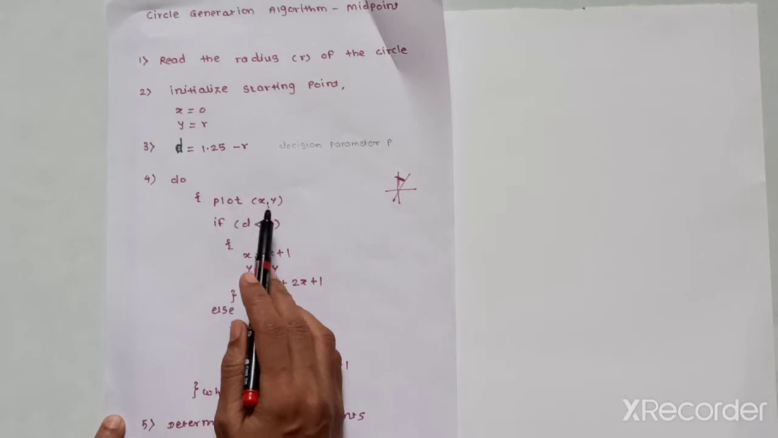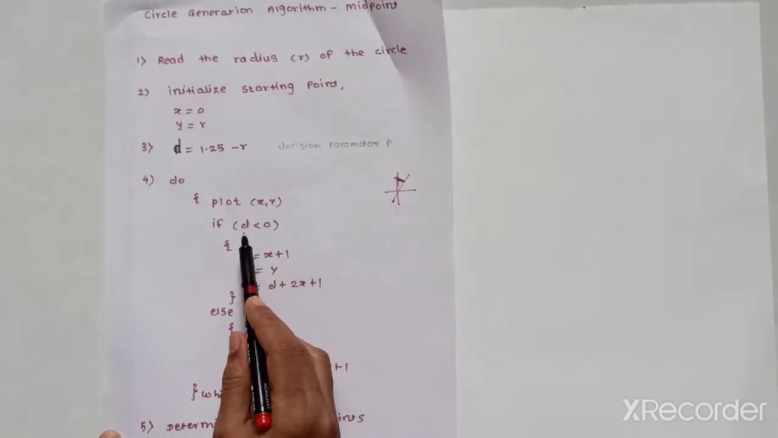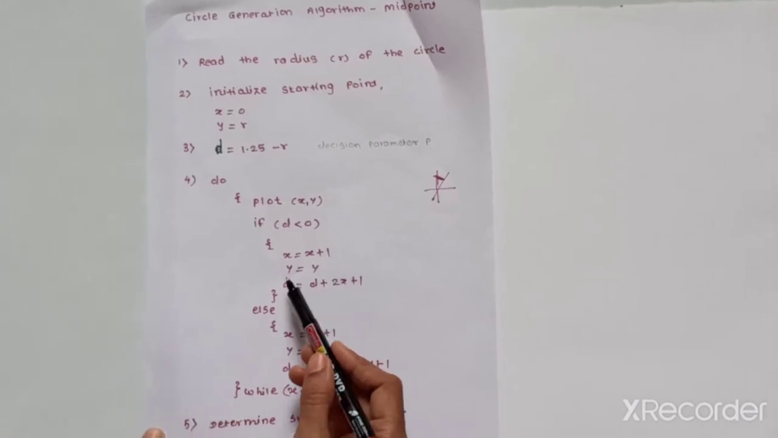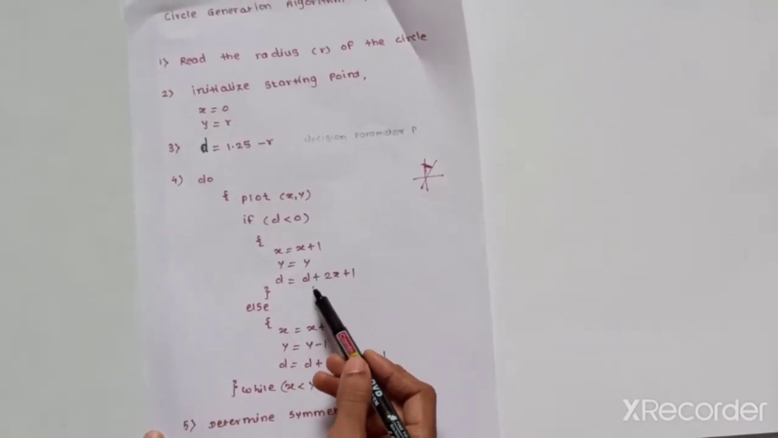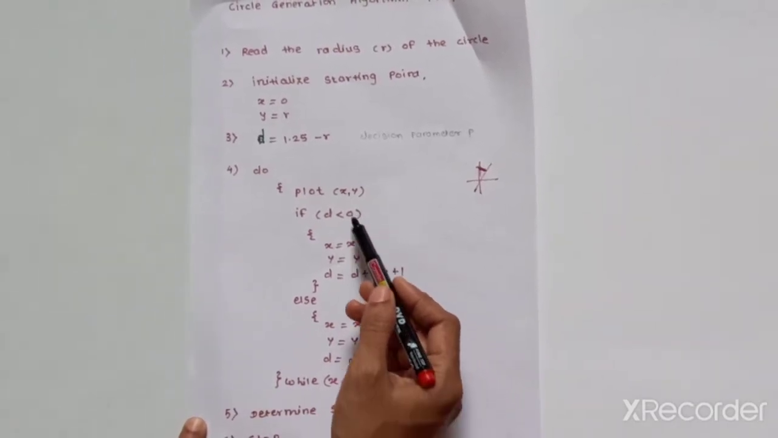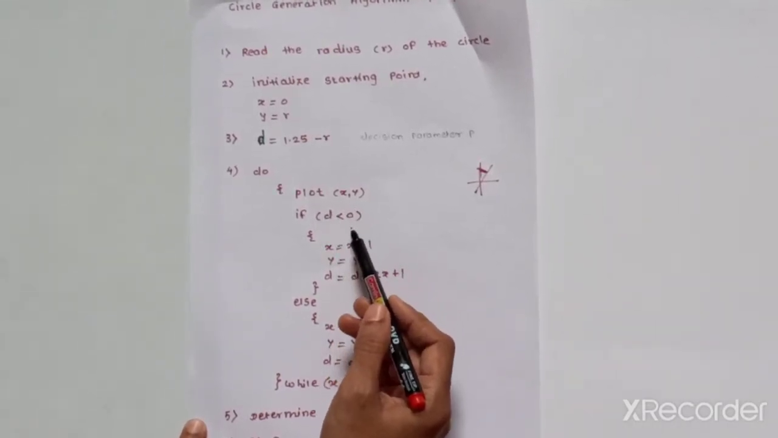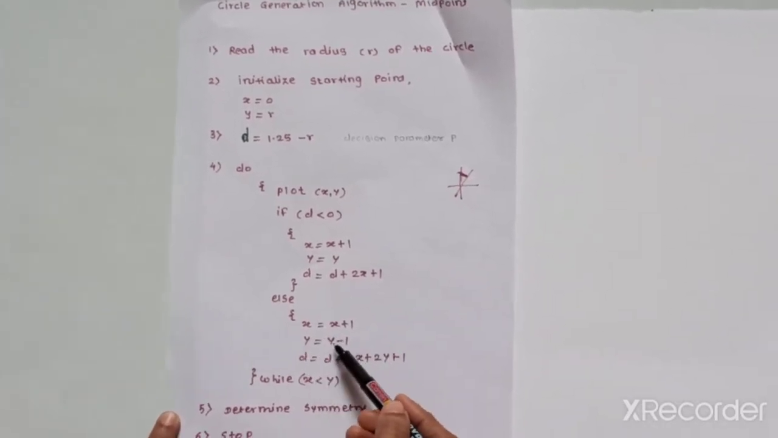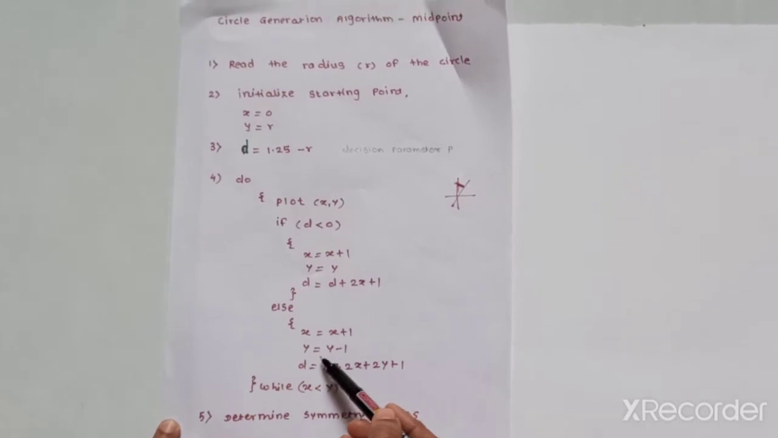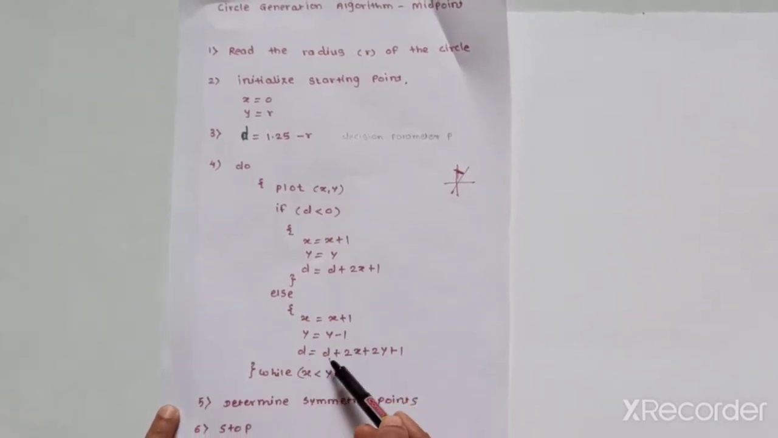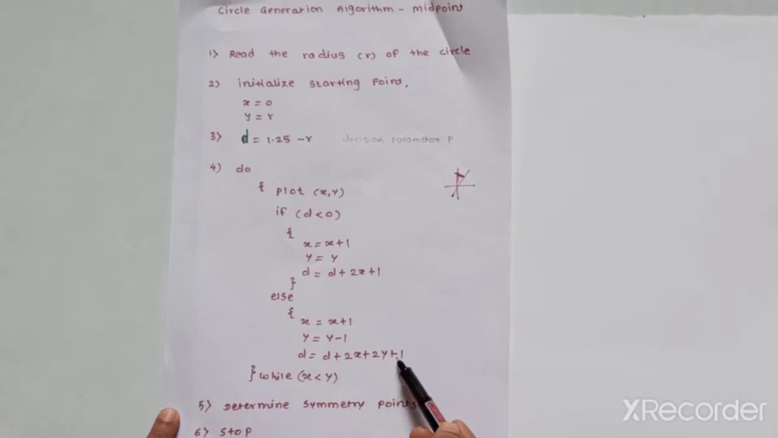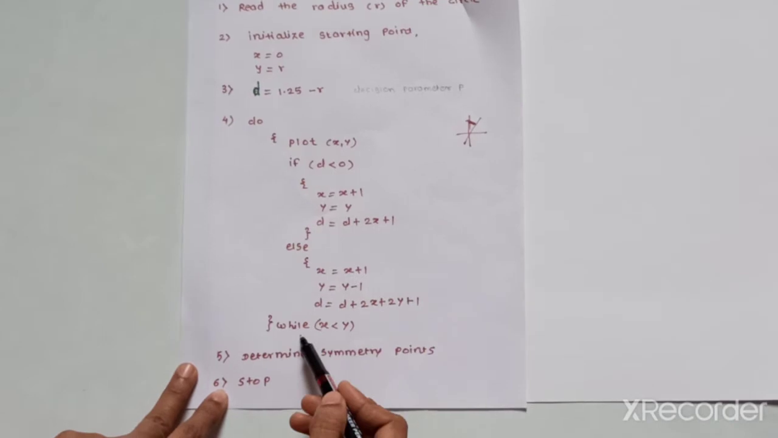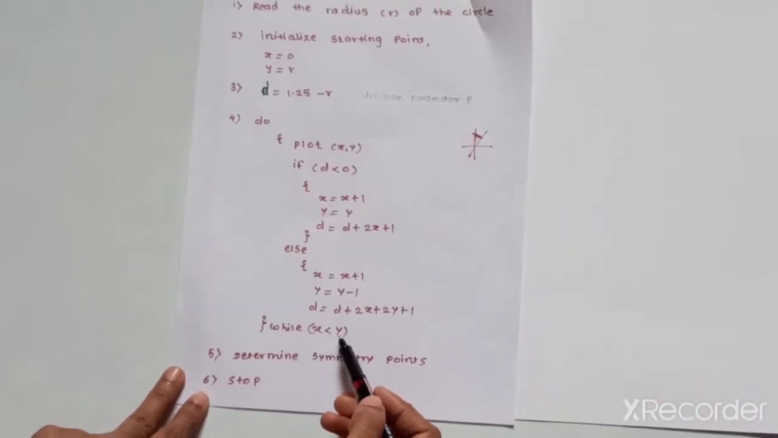Here we are going to repeat the loop for drawing all the points. So plot initially the x, y value. If our decision variable value is less than 0, then x is equal to x plus 1, y is equal to y, d is equal to d plus 2x plus 1. If our decision variable value is not less than 0, then we have to increase the value of x, but here we are changing the value of y. That means y is equal to y minus 1 and d is equal to d plus 2x plus 2y plus 1. We have to repeat all these steps until our value of x is less than y.